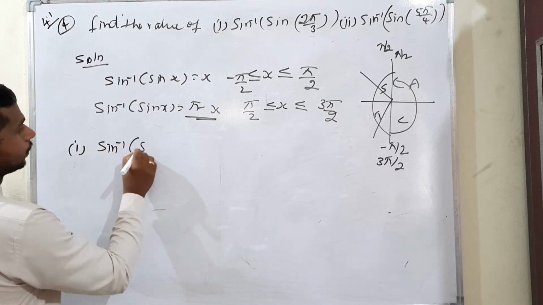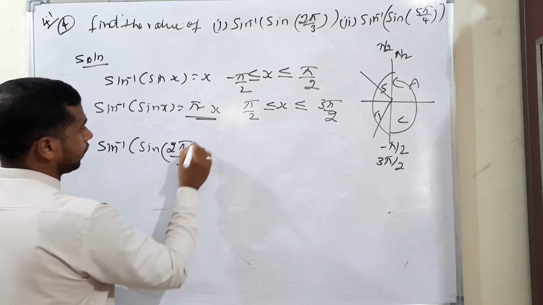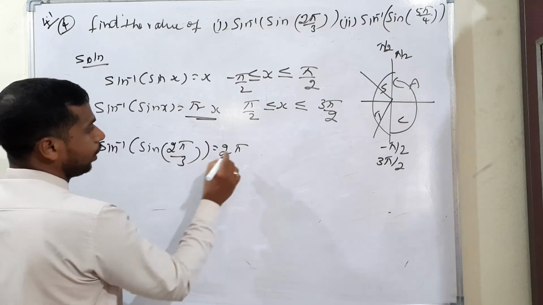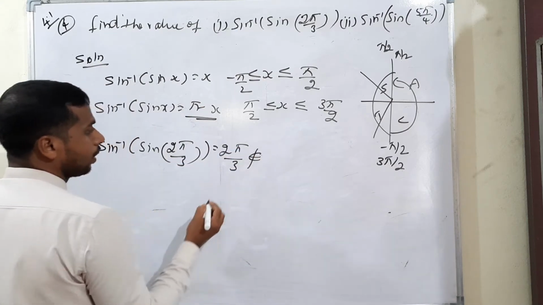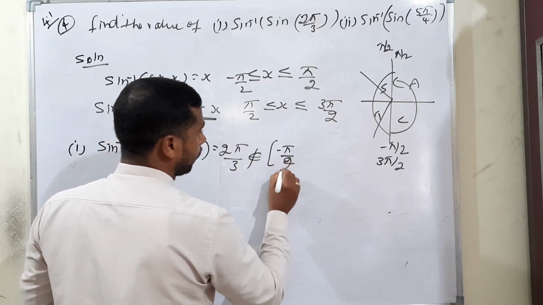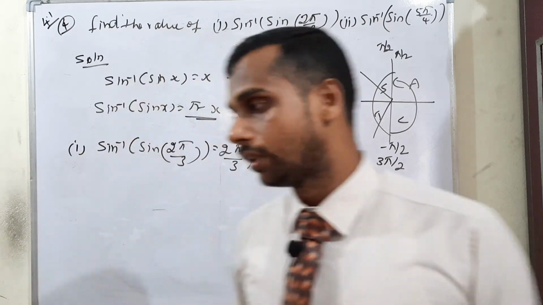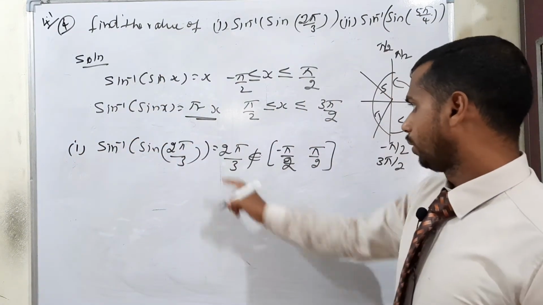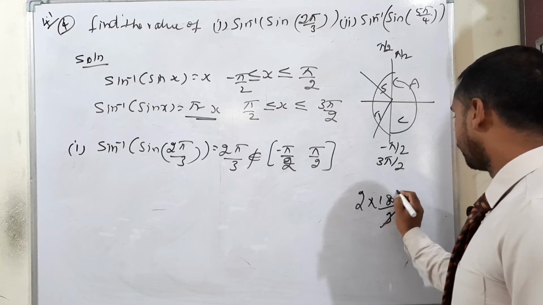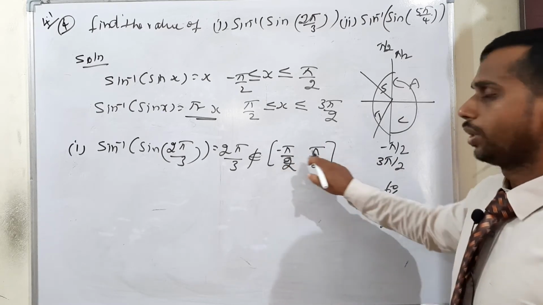Sine inverse sine 2 pi by 3. So definitely we can say sine inverse sine x is equal to x means the x value is 2 pi by 3, but it does not belong to negative pi by 2 to positive pi by 2. Why am I saying it does not belong? What is the value? 2 pi by 3, pi we know is 180, isn't it? So 180 divided by 3 is 60. So 2 into 60 is 120, more than negative 90 to positive 90.